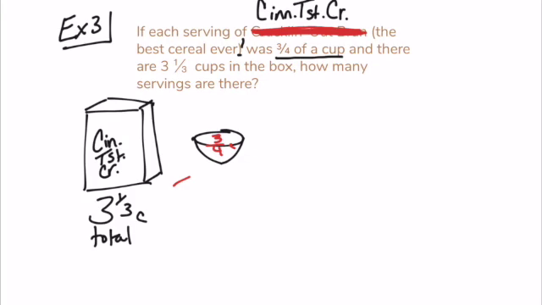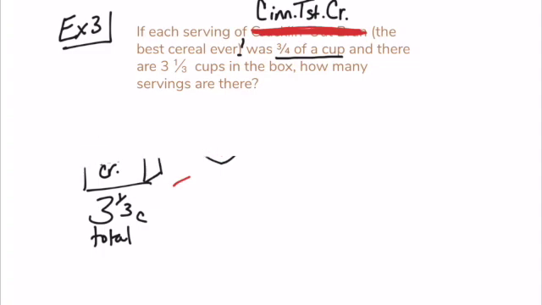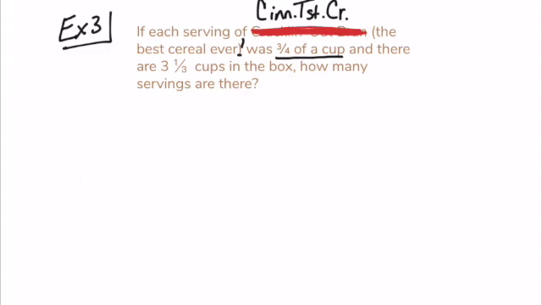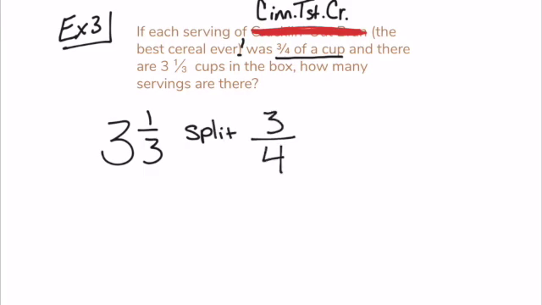So here's what we're going to do instead to make this way easier. Clear the screen here. We're going to take our whole box, which is 3 1/3 cup, and we are going to split it up into serving sizes of 3/4 cup. Now, when we're splitting something up, are we multiplying it or are we dividing it? Well, the word split should tell you to divide. So that's what we're doing. We're dividing.